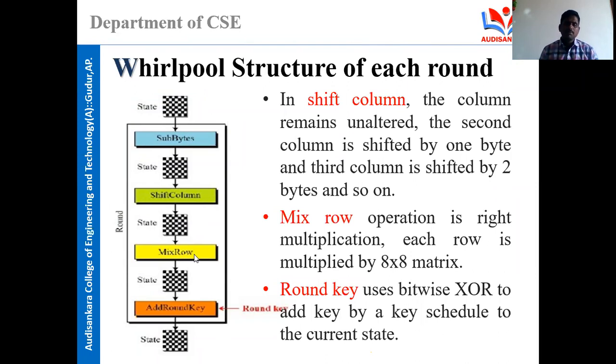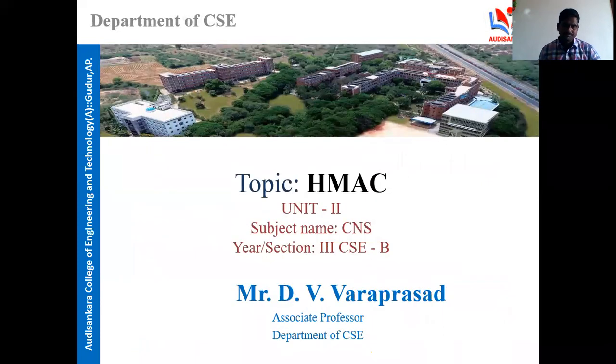In the MixColumns operation, it is a multiplication. Each row is multiplied by an 8 by 8 matrix. And finally, AddRoundKey. This round key uses bitwise XOR to add a key, generated by a key schedule, to the current state. So here we will add a new key to the state in every round. So these are the 4 transformations we do in every round.